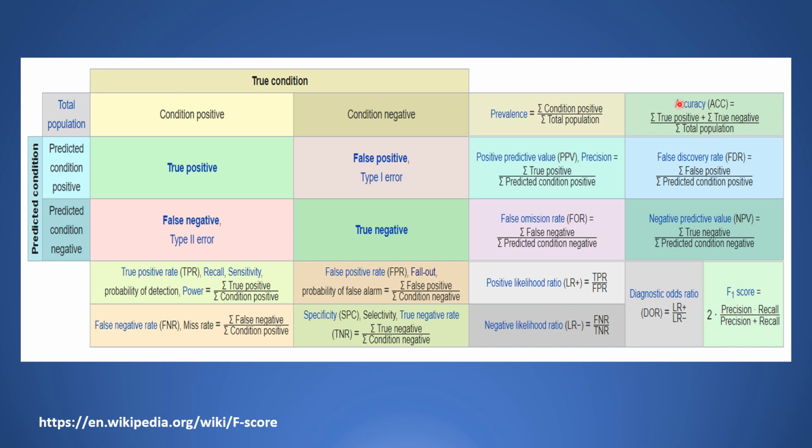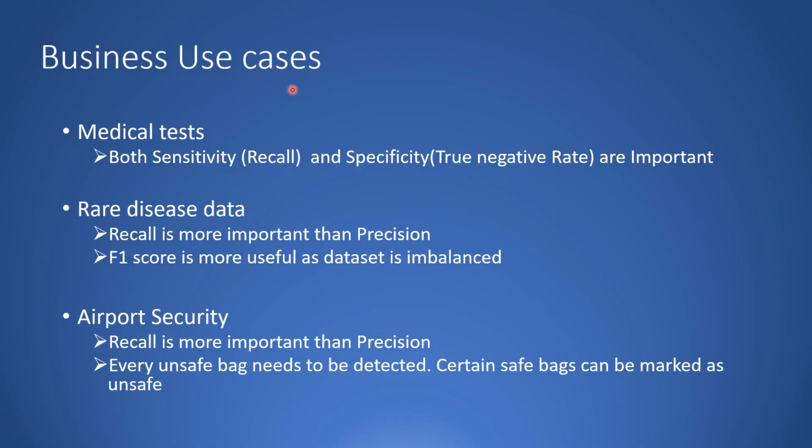Then you also have accuracy, which is true positive plus true negative divided by total population. Okay, now let us look at some more business use cases. For a medical test, we would want both sensitivity and specificity to be high, right? Both are important. So recall is also important and true negative rate is also important. Now this would in turn imply that you also need fewer false positives, right? Because for specificity to be high, the true negative rate to be high, we need to have fewer false positives. And for recall to be high, we need fewer false negatives.